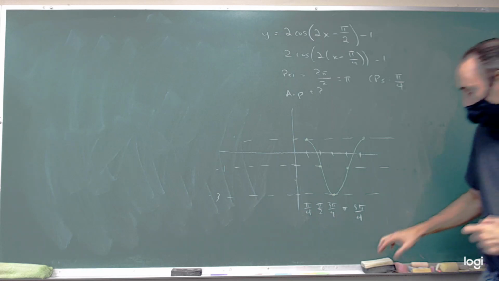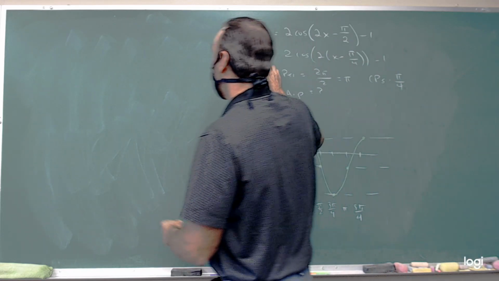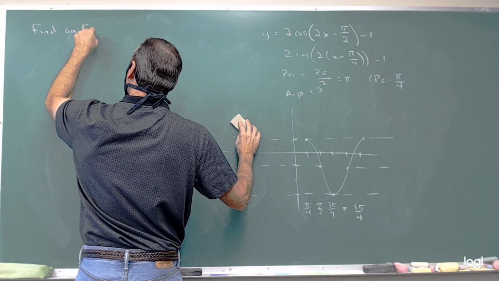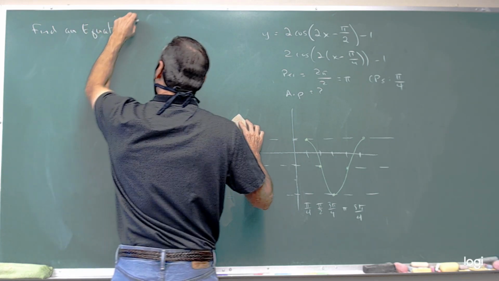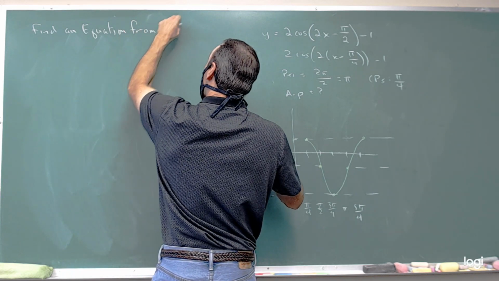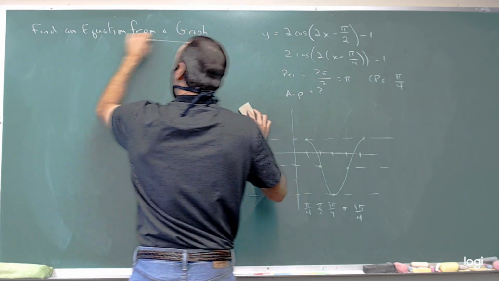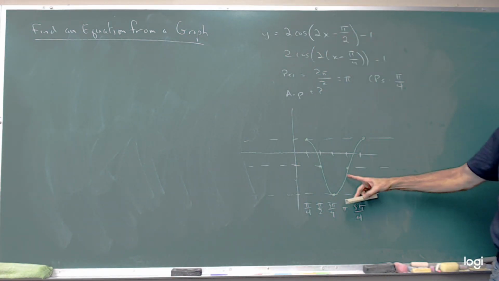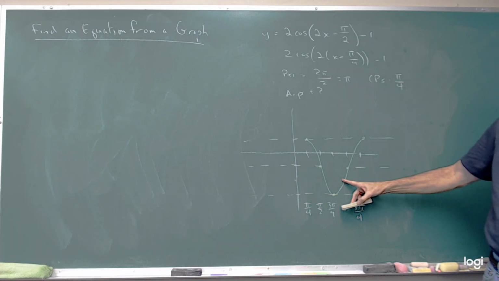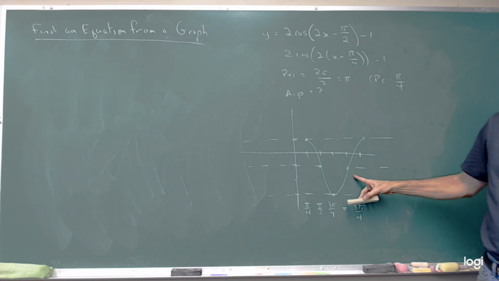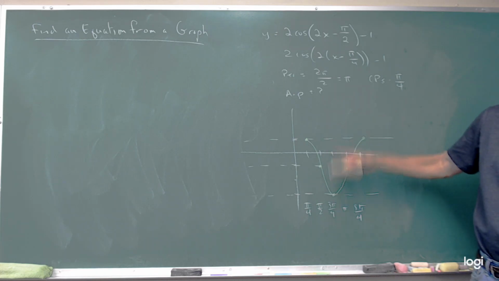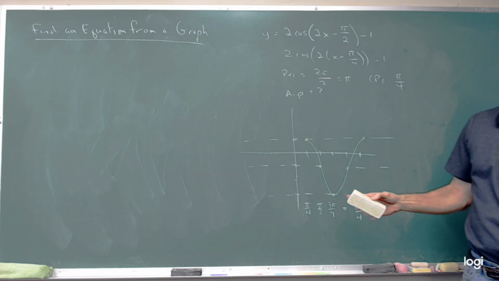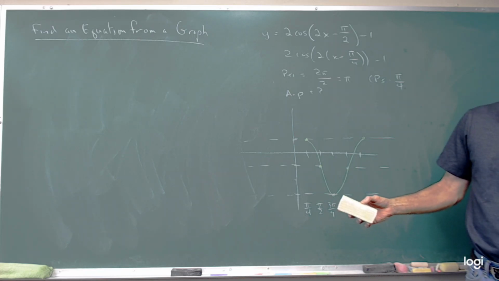Okay, so let's talk about finding an equation from a graph. So we've been doing: here's an equation of a sine or a cosine, you come up with the graph. What we're going to do is just the reverse. We're going to look at a graph, and we're going to try to come up with an equation that matches that graph.